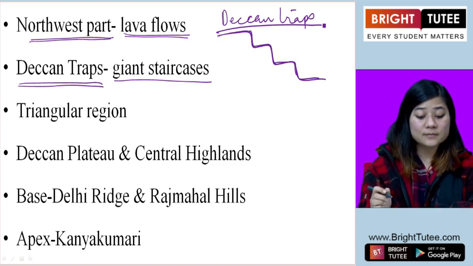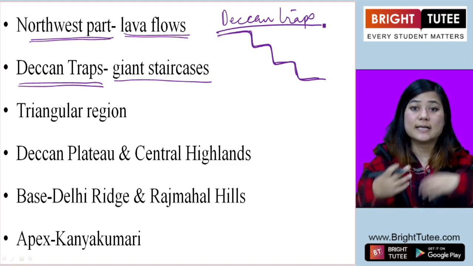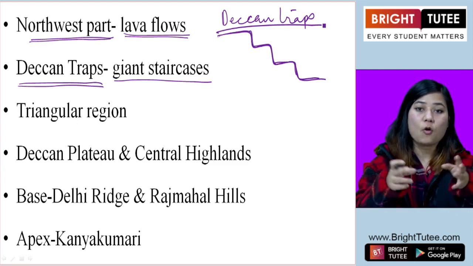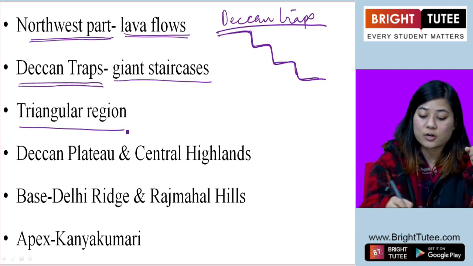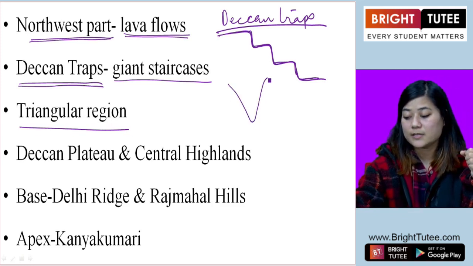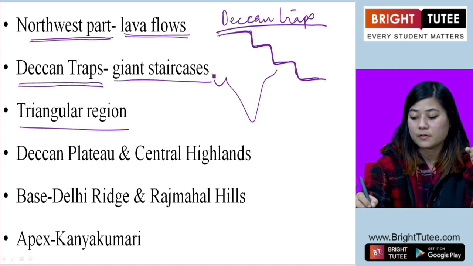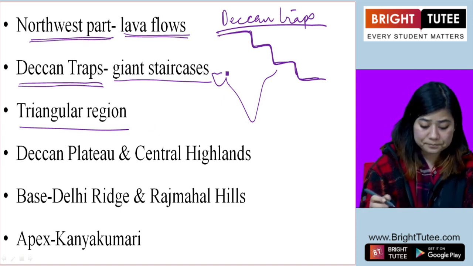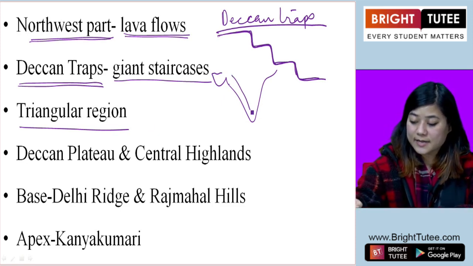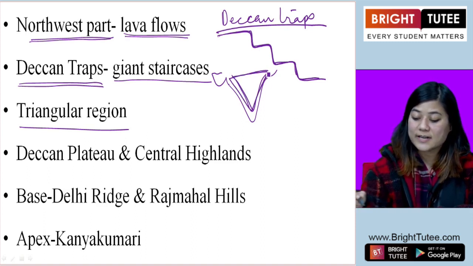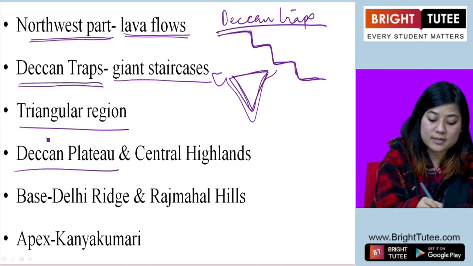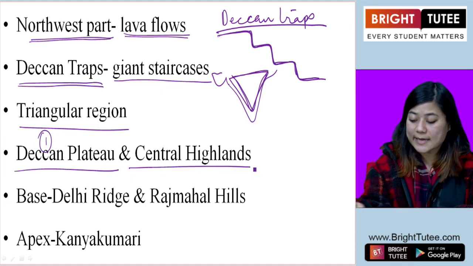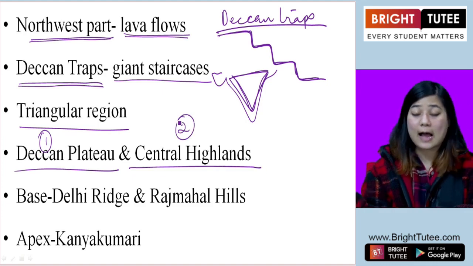Now, as I've already said, the Peninsula Plateau of the Indian subcontinent is triangular in shape. It is triangular in shape, and this entire Peninsular Plateau is divided into two different regions. The first one is the Deccan Plateau, and the second one is the Central Highlands.